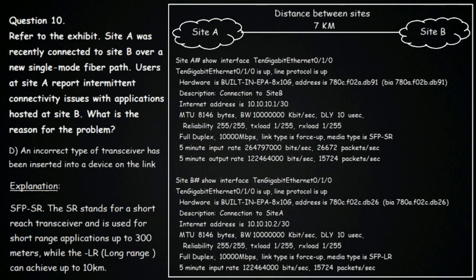The SR stands for a short-reach transceiver and is used for short-range applications up to 300 meters, while the LR can achieve up to 10 kilometers.